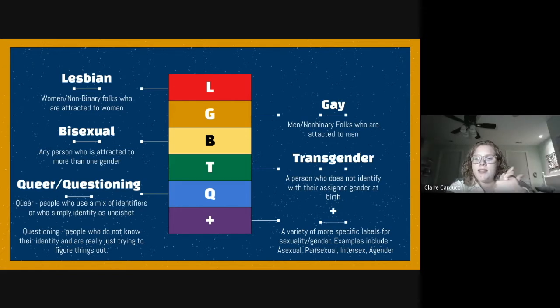And then the plus is just a variety of more specific labels for all sorts of things, sexuality, gender. Some examples of that are asexuality, which is having no sexual attraction to anyone, pansexual, everybody, intersex, and agender, which kind of lend definitions to themselves. All right, next slide, please.